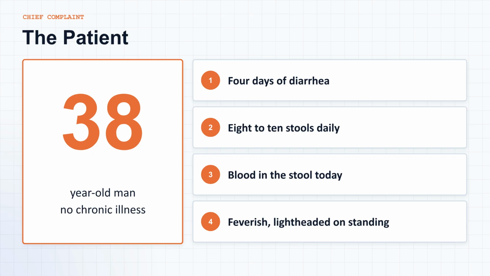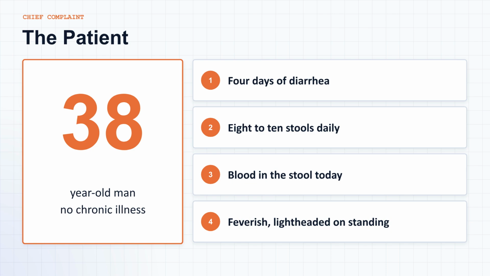Here is our patient. Marcus is a 38-year-old man with no significant past medical history. He comes to the emergency department with 4 days of diarrhea. It began as crampy lower abdominal pain with loose stools. By the 3rd day, he was going 8 to 10 times a day. This morning, he saw streaks of blood. He feels feverish and lightheaded when he stands up.